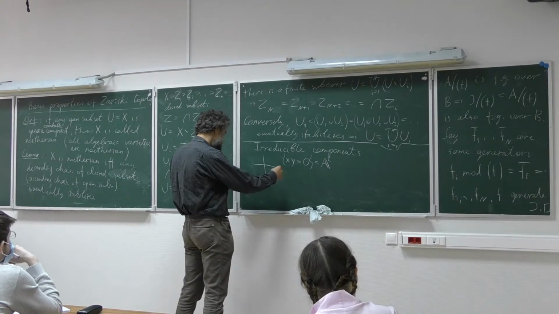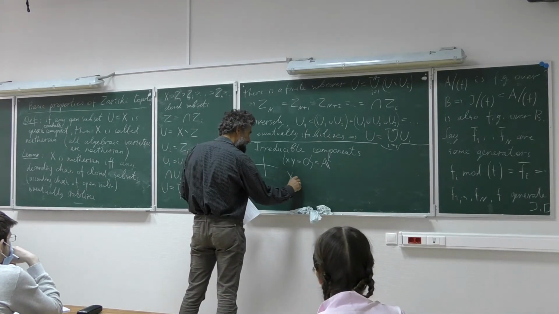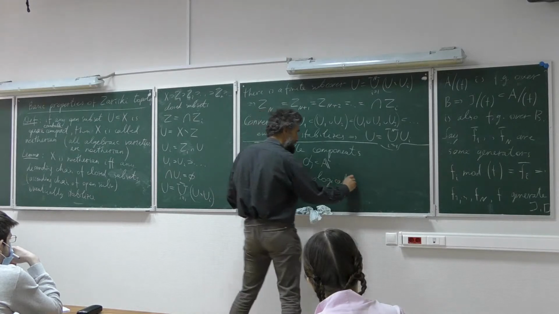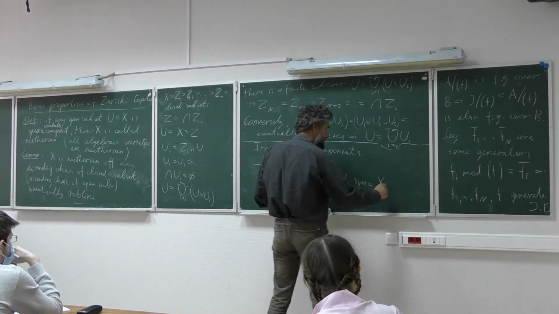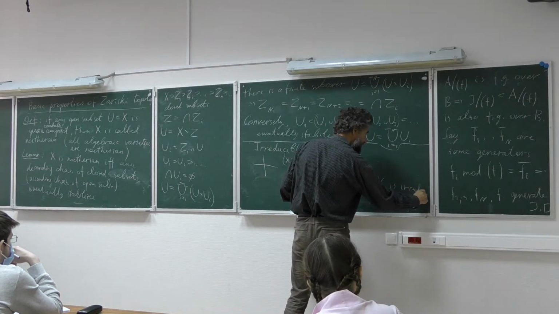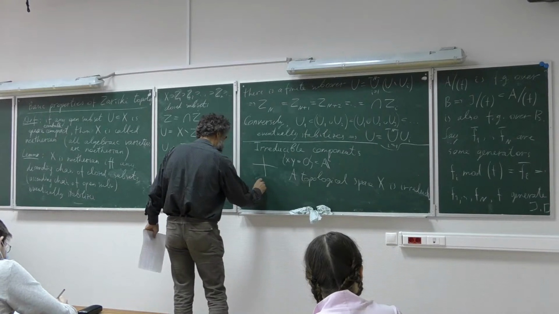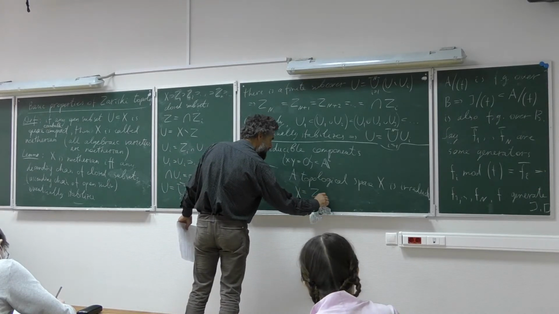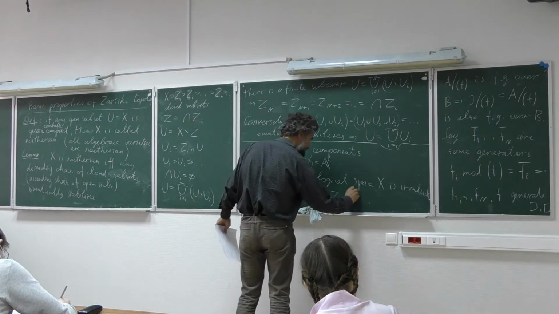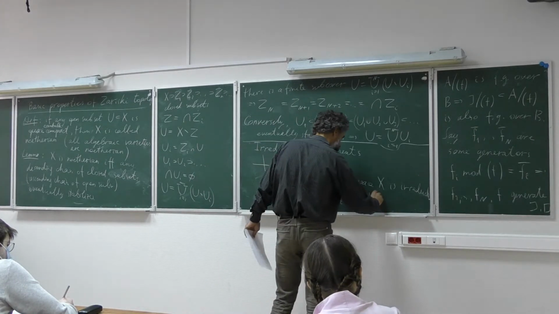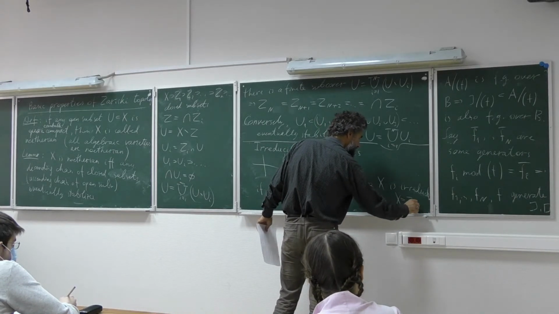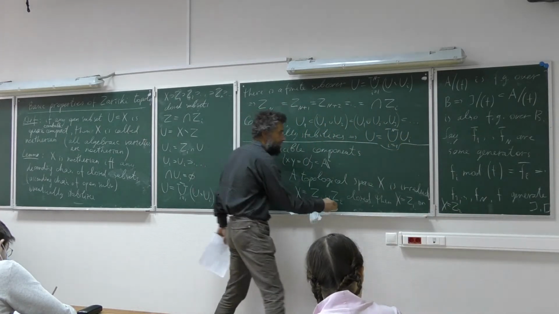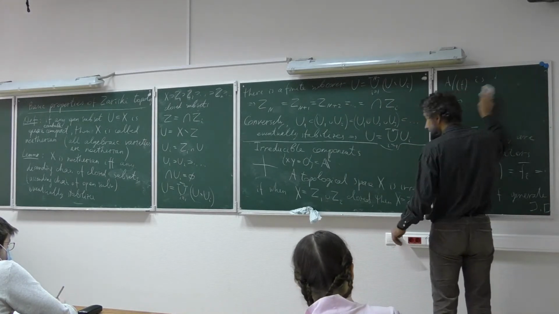So we say that X, again a topological space, X is irreducible if, when X is the union of two closed subsets, then necessarily X equals Z1 or X equals Z2. This is the definition, yes.